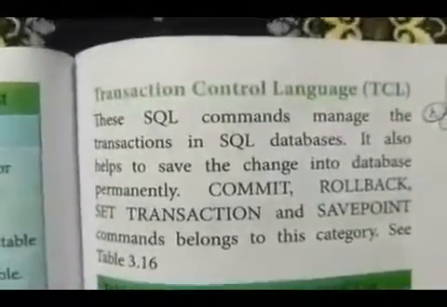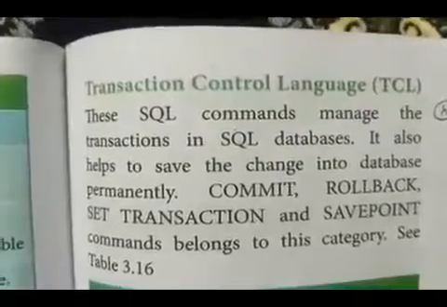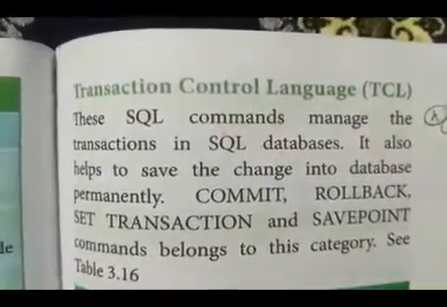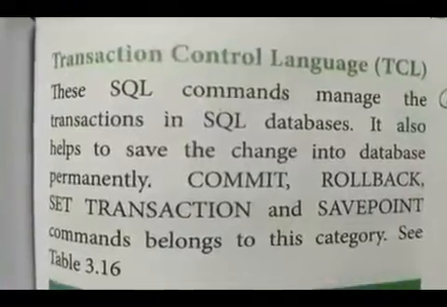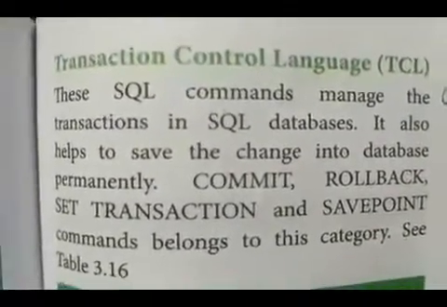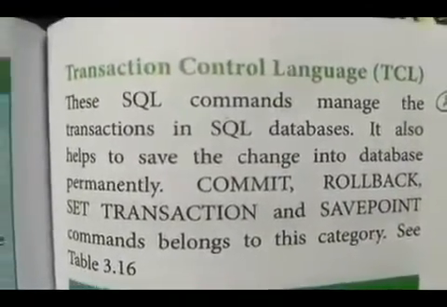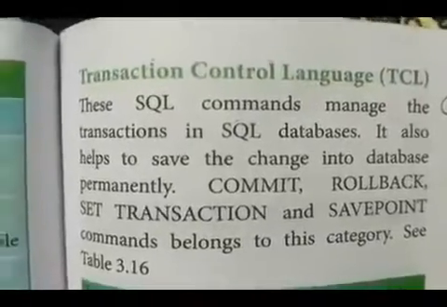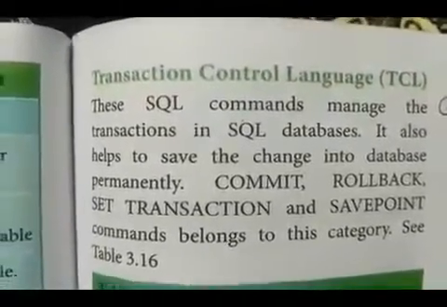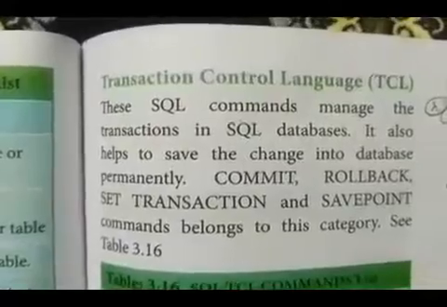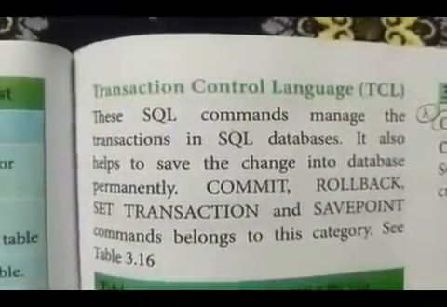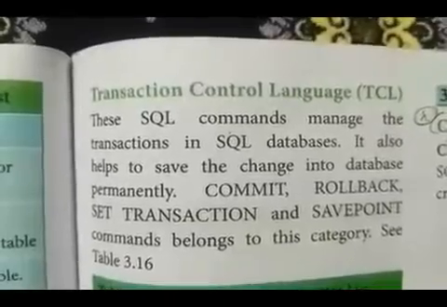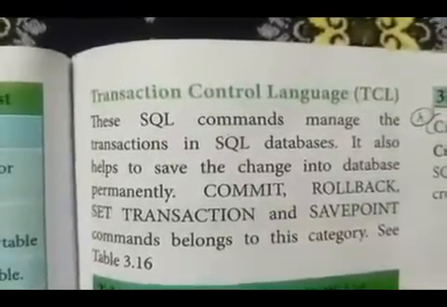Yesterday we had seen about SQL commands and their types. How many categories are the commands categorized into? 5 types. That is data definition language, data manipulation language, data query language, and then transaction control language, and data control language. These are categorized into 5 types. Yesterday we had seen about 3 types: DML, DDL, and DQL.